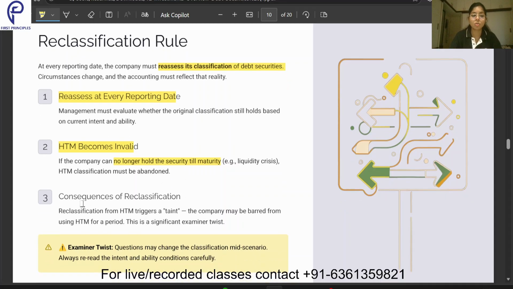Then what is the consequence of the reclassification? The consequence could be that if an HTM security is not correctly classified, then a company may not be allowed to classify a security as held to maturity. So this is a significant examiner twist. That's how the examiner can confuse you.